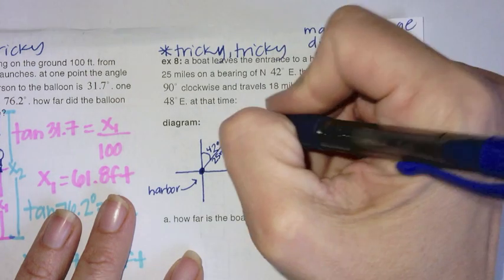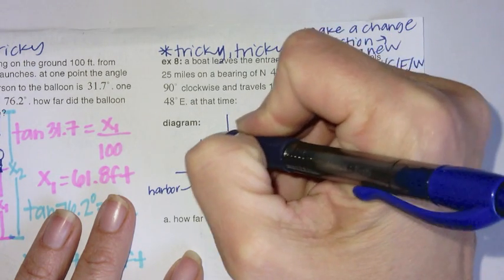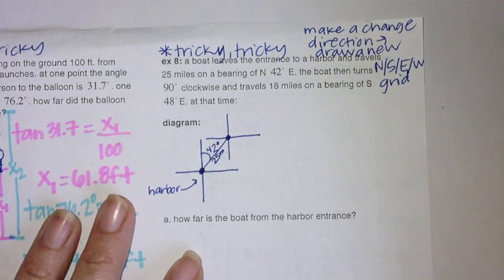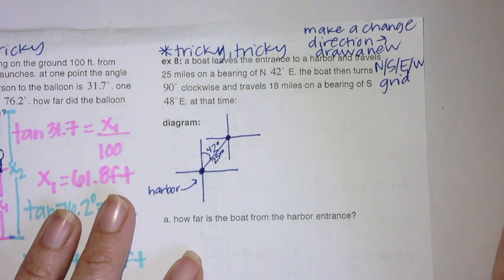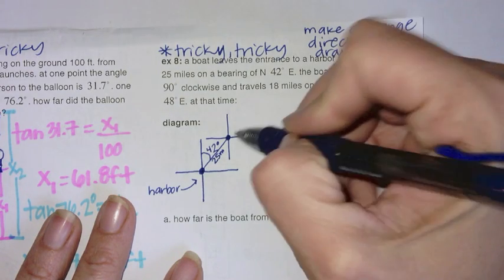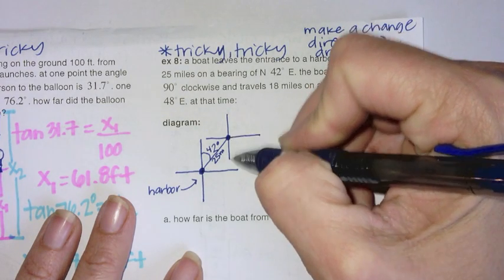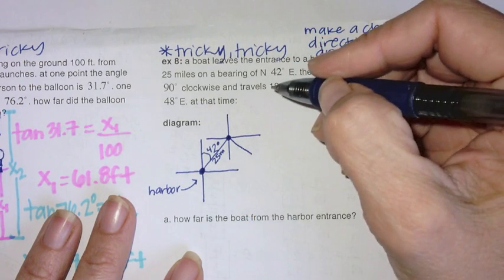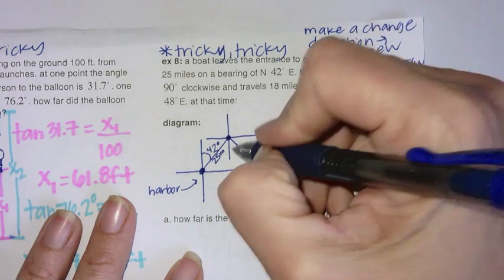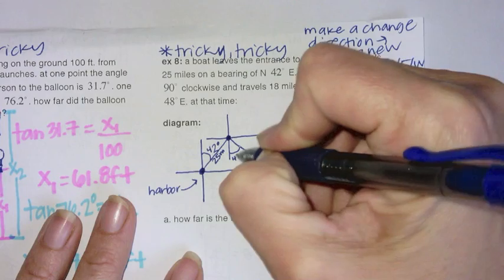It's going to change directions. So when it changes directions, you're going to go ahead and draw a new north, south, east, west line. It's going to turn 90 degrees. That's not important in terms of how you're drawing, because that's just letting you know it's leaving at a right angle, so you have a right triangle. And then it travels on a bearing. It's going to go southeast, so it's going to come out here. And it's traveling on a bearing of south 48 degrees. So this angle right here is 48 degrees.